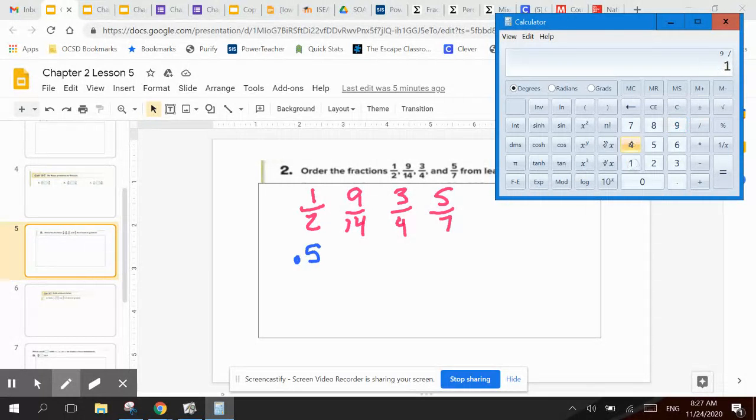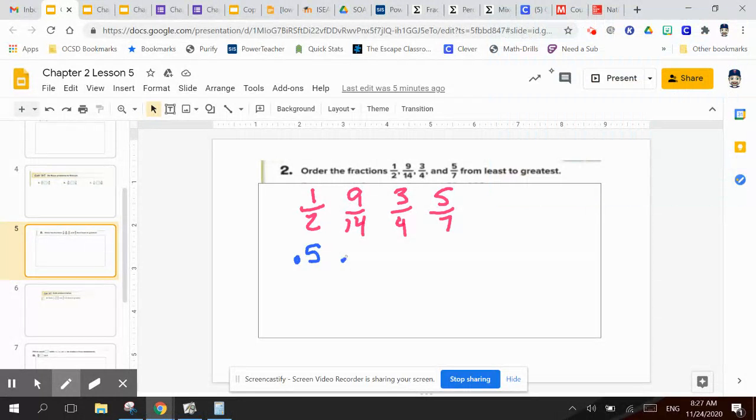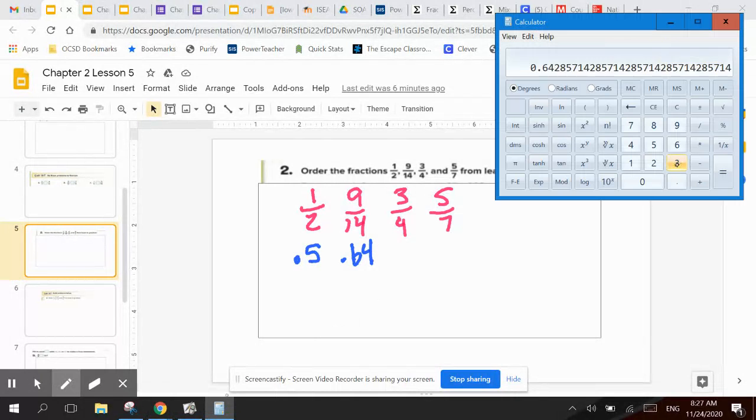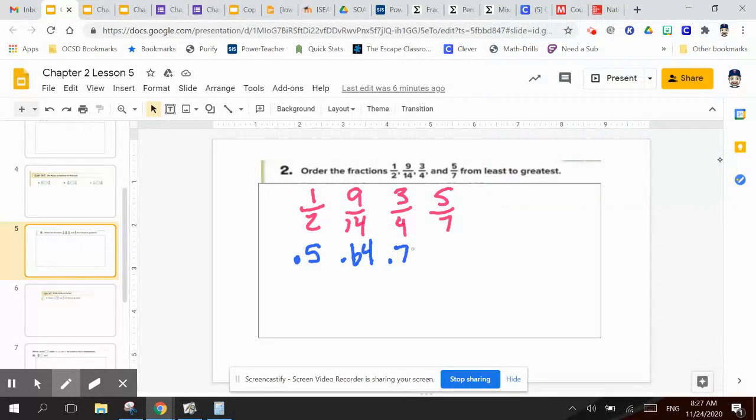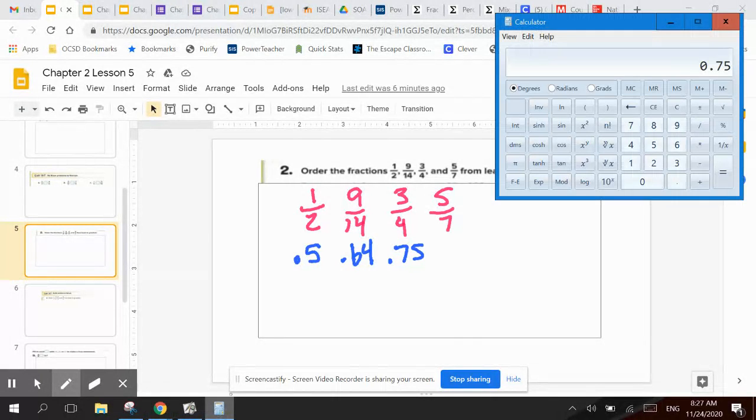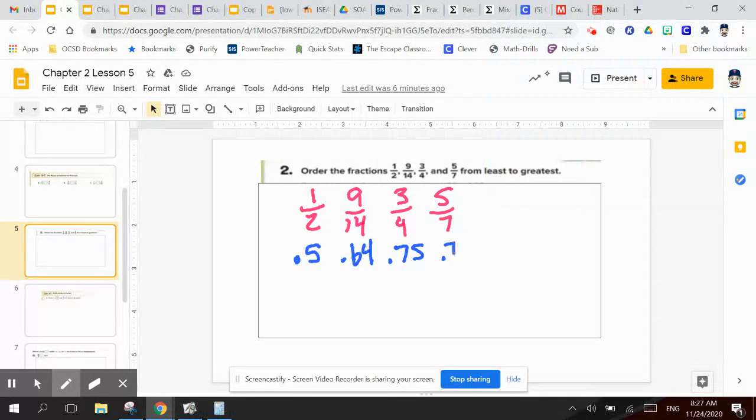9 divided by 14. Now here's a very long number, but I'm only going to write the first two. So I'm going to go 0.64. 3 divided by 4 is 0.75. And the last one is 5 divided by 7. And again, I'm going to take just the first two numbers, which is 0.71.